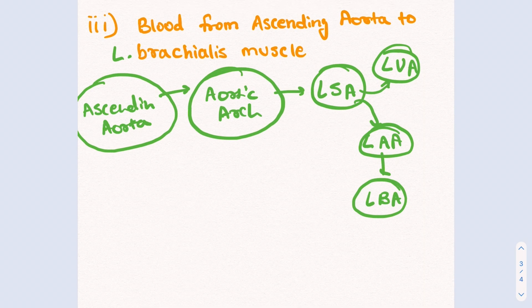Just to recap, blood flows into the ascending aorta first, then from ascending aorta it goes to the aortic arc. From aortic arc it takes a third division, goes through the left subclavian artery, then from left subclavian artery splits into left vertebral artery, which goes to the brain, and then splits into the left axillary artery, which goes around the armpit area. Then the left axillary artery, once it enters the brachium region, becomes left brachial artery, and since the muscle of interest is left brachialis muscle, we stop at left brachial artery.